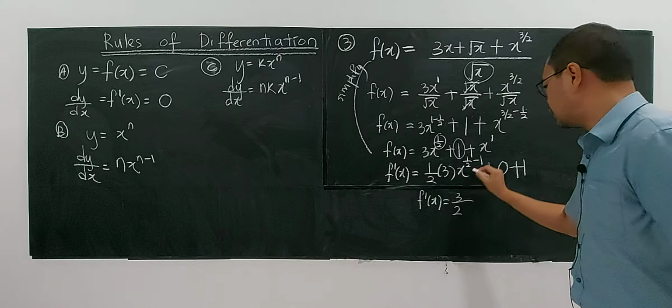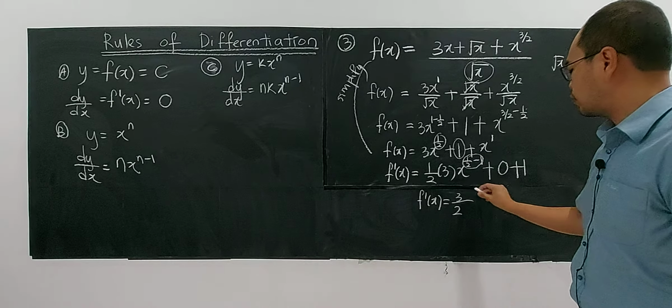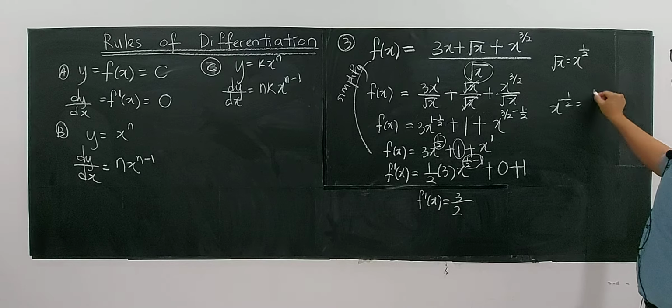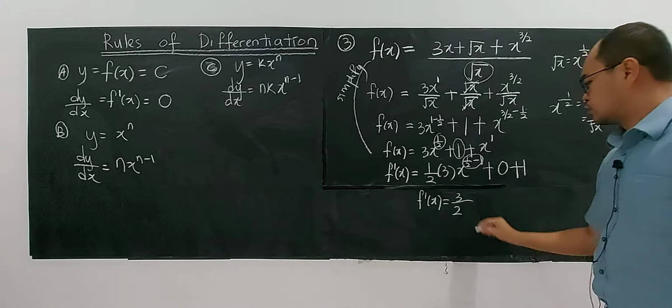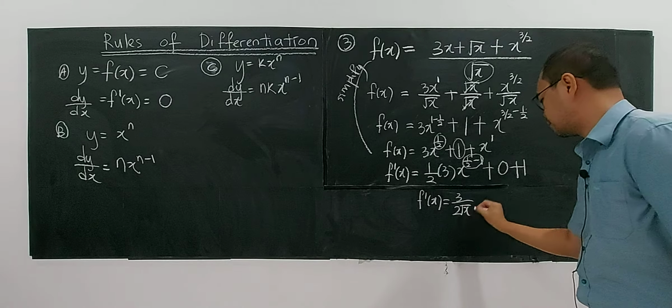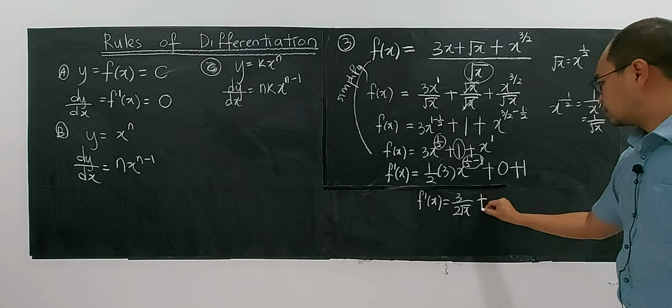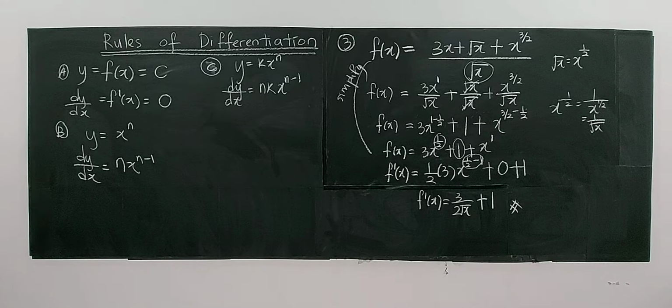So then finally, you simplify, you are getting 3 over 2. As for this one, you are getting negative 1 over 2, x to the power of negative 1 over 2, which can be rewritten as 1 over x to the power 1 over 2, which is 1 over square root of x. So then you have square root of x here. This one is 0. You differentiate x, you're getting 1. So this will be your answer for this question. Alright, as simple as that.